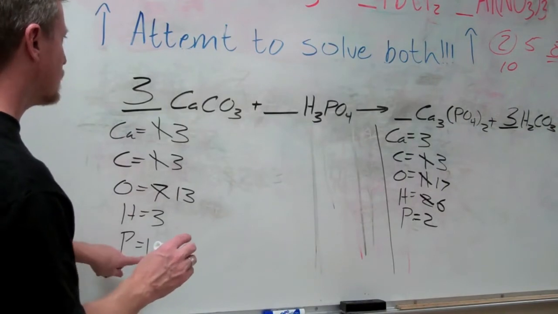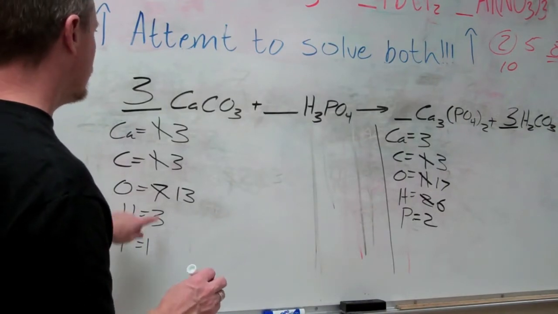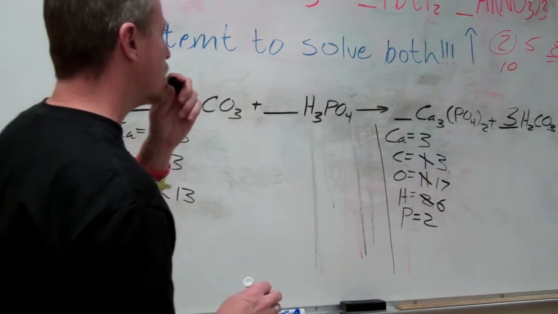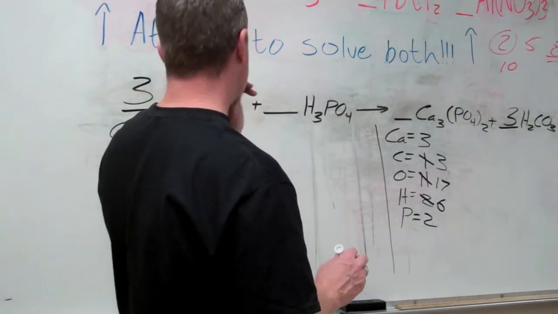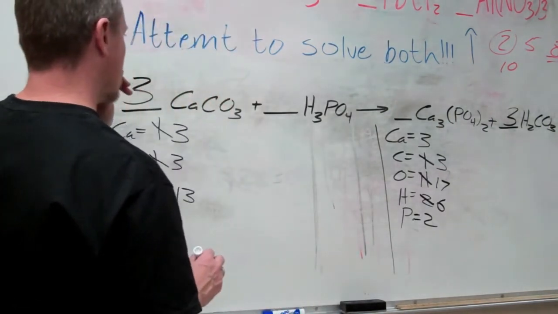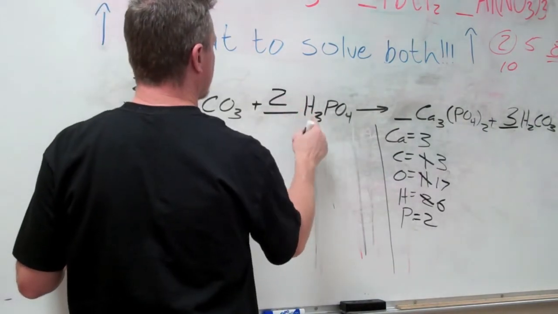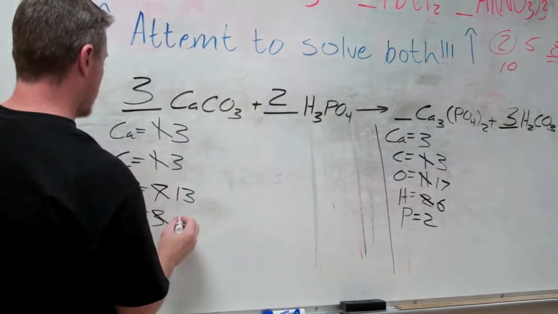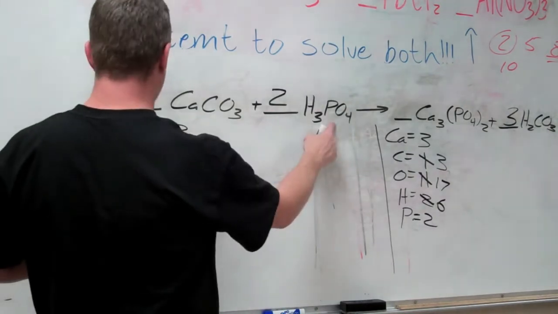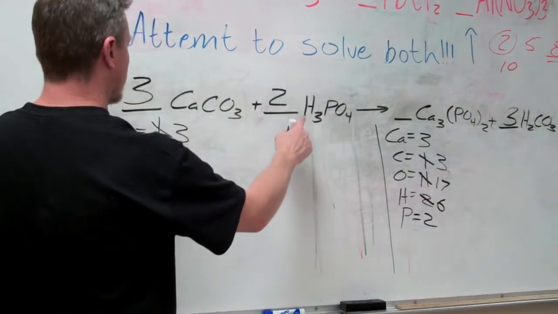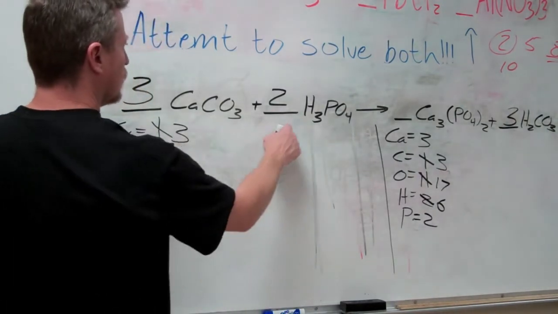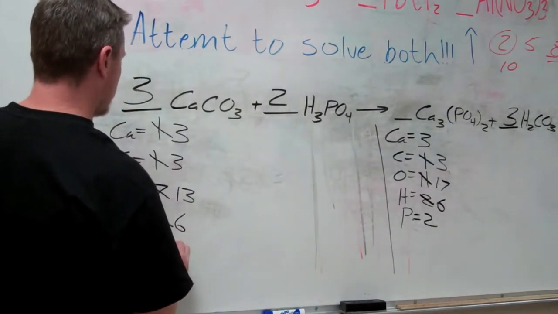Phosphorus is okay. We can change our hydrogen on this. You need to change the 3 to a 6. What did I miss? You can put a 2 in front of the hydrogen to make that a 6. So 3 times 2 is 6. Then P is 2.